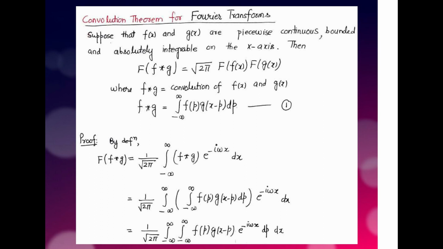So come to the proof of this. Fourier transform of f star g is 1 upon root 2 pi integration from minus infinity to plus infinity f star g e raised to power minus iota wx dx. Now use equation number 1 and put the value of f star g. We have the second expression. Write down this one as a double integral. And finally we have double integral minus infinity to plus infinity f of p g of x minus p e raised to power minus iota wx dp and then dx.